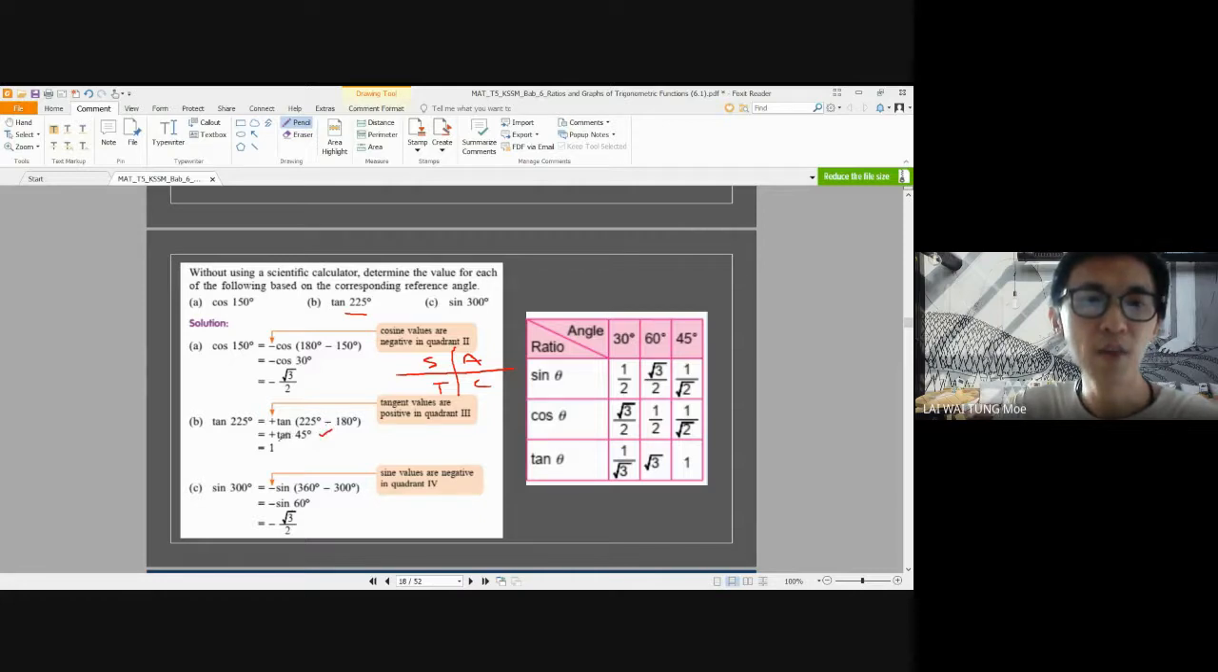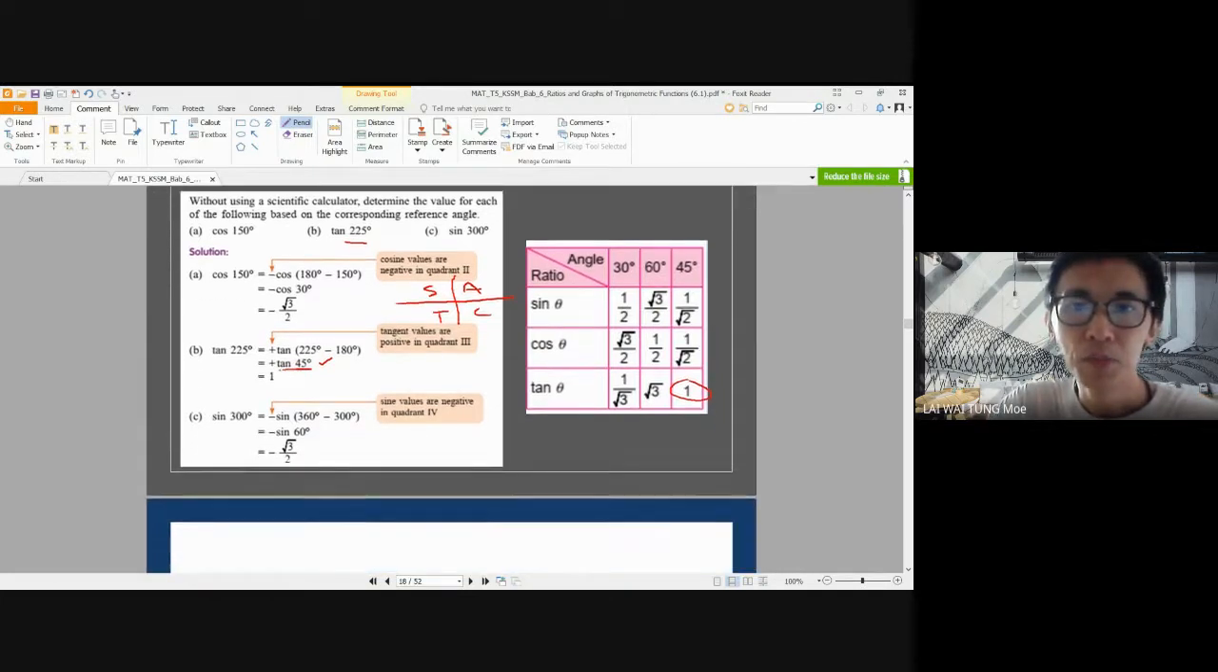And when you get tangent 45, you refer to this table. Tangent 45 is equal to 1. So that's why your answer is 1. No need to use the calculator. So this is how you use this table or these values to put in your answer.